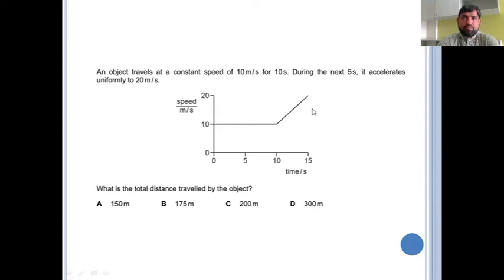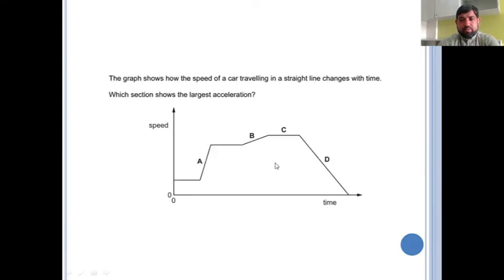So that will be 25 plus 150, so that will be 175 meters. Or you can also make it a trapezium and then a smaller rectangle.